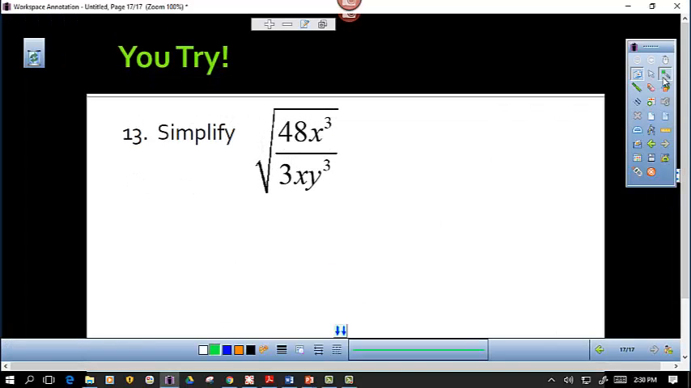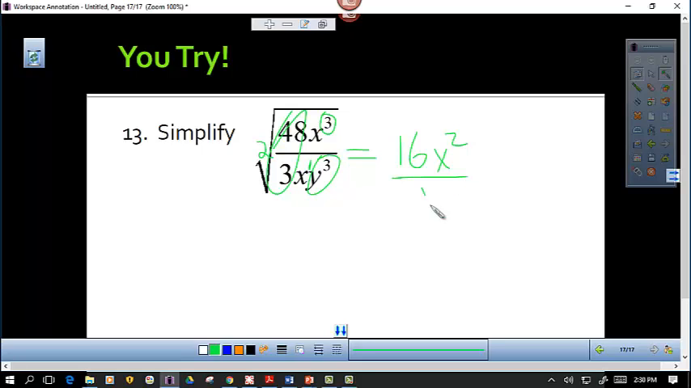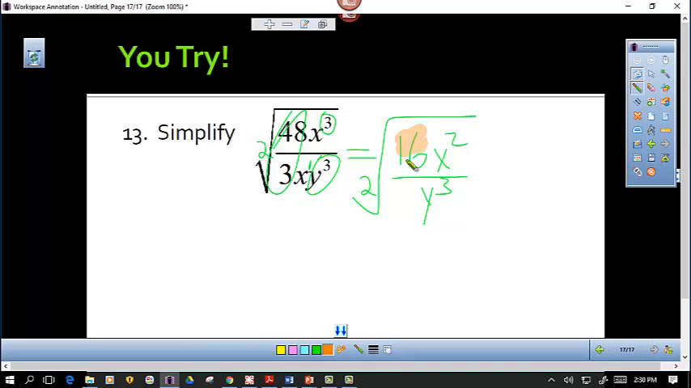Okay, so same deal. Don't forget, because in this case we have an index of 2, so we're looking for perfect squares. This is already simplified for us. We can, I should say, simplify it. 48 divided by 3 gives you 16. The x to the third over x to the first gives you x squared on top. The y to the third stays on the bottom, and we have our index of 2. The nice thing is that if you know your perfect square roots, the square root of 16 is 4. So that one's done.